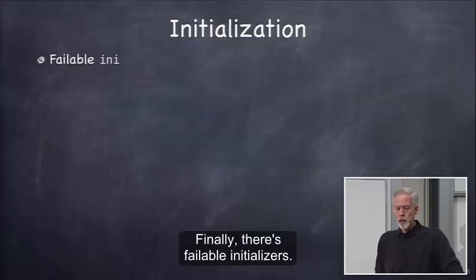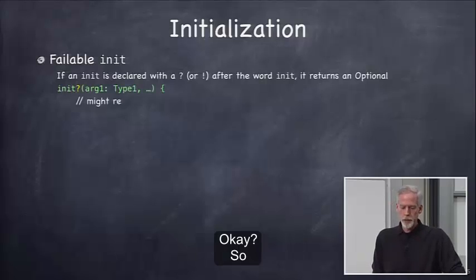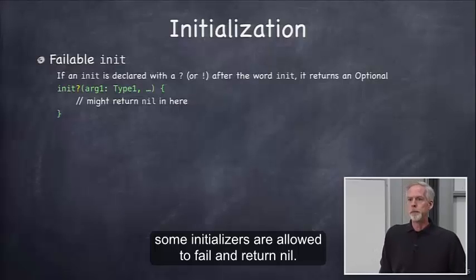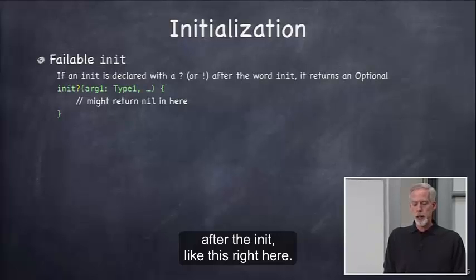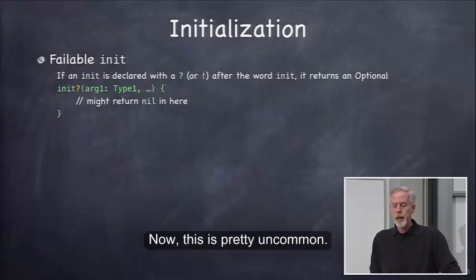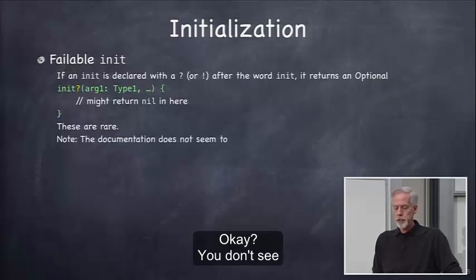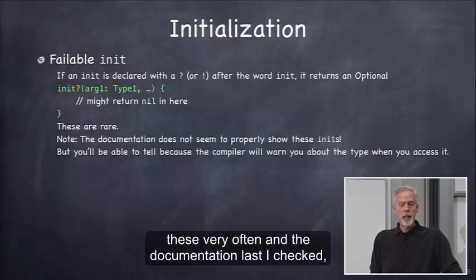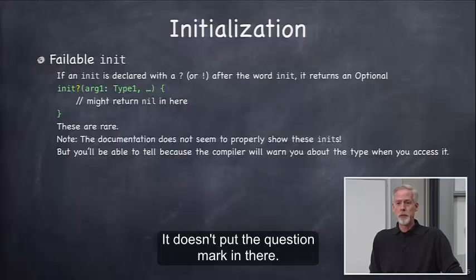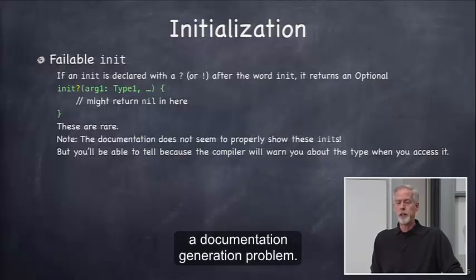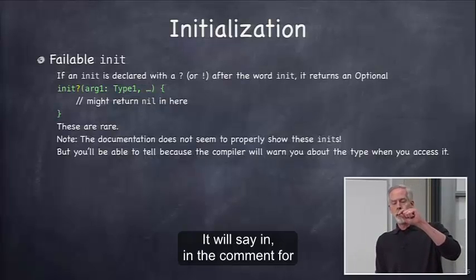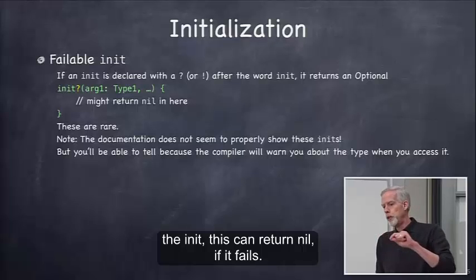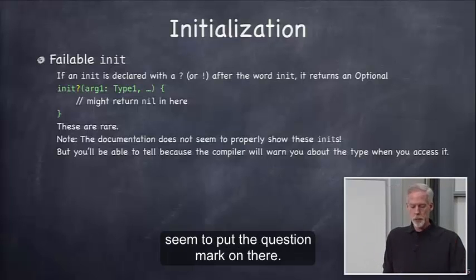Okay? Finally, there's failable initializers. Okay? So some initializers are allowed to fail and return nil. You designate them by putting a question mark after the init like this right here. Now this is pretty uncommon. You don't see this very often. And the documentation, last I checked, doesn't really show this very well. It doesn't put the question mark in there. I think it's just a documentation generation problem. It will say in the comment for the init, this can return nil if it fails, but it doesn't seem to put the question mark on there.